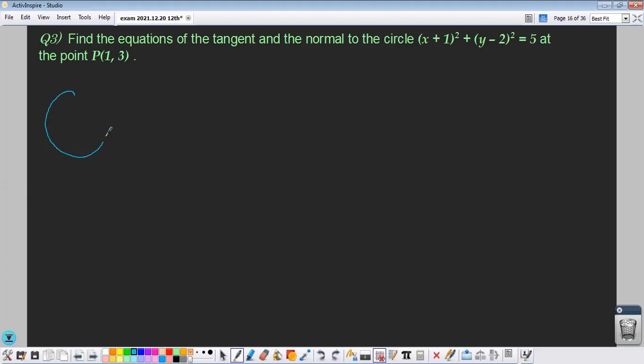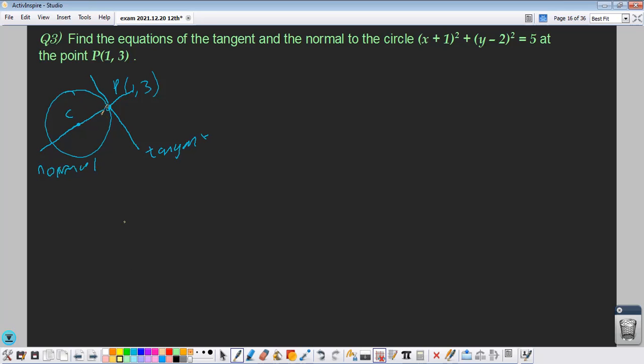So when you have a circle, let's say here we have the point P. From this point, we can draw two special lines: the tangent line, just touching this point, and also the normal line, which is the line that goes through the center and is exactly perpendicular to the tangent line. Tangent, normal.